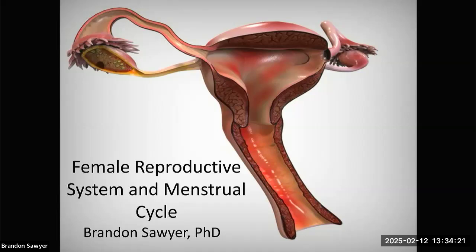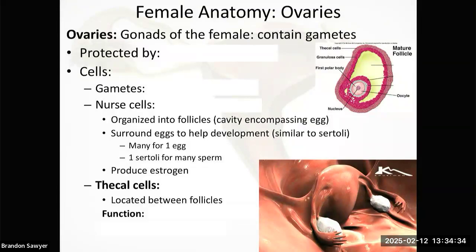Okay, all right, well, let's dive into this. Today, we're diving into the female reproductive system. We'll start with the anatomy portion, and then we'll dive into the physiology and the menstrual cycle. So let's start with the ovaries. That's still frozen. Hold on.